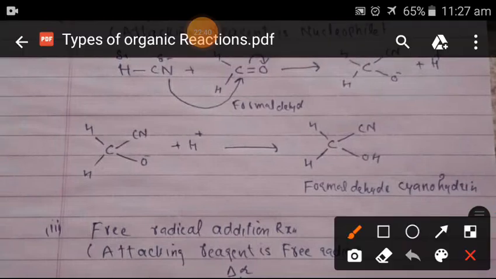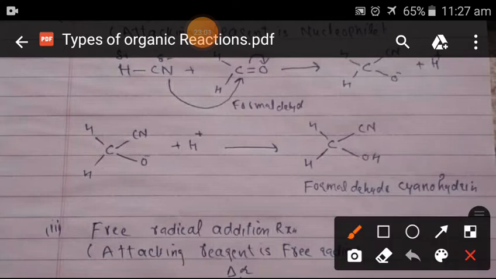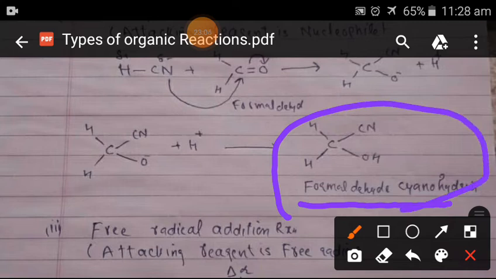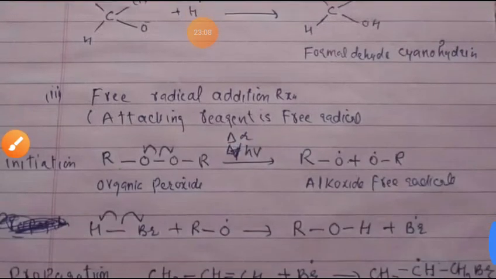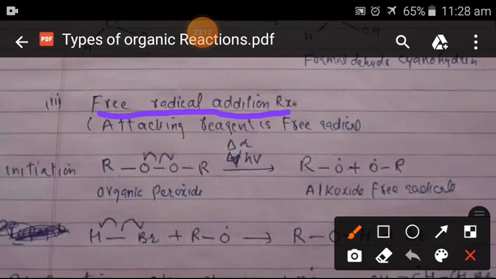This is called a cyanohydrin, because cyanide and hydroxyl groups get attached to this carbon atom. You will know more about cyanohydrins in 12th class. So this type of cyanohydrin is called formaldehyde cyanohydrin. Clear? Similarly, another type of addition reaction is free radical addition reaction.